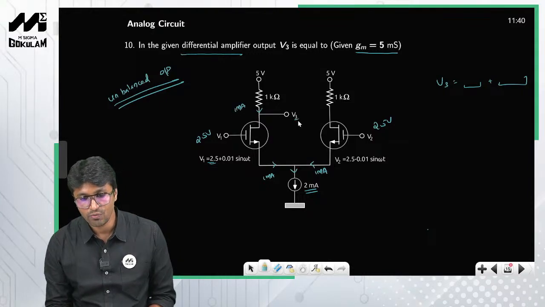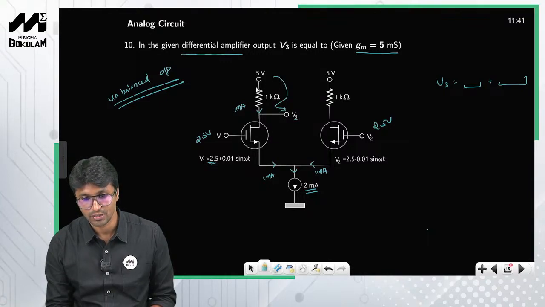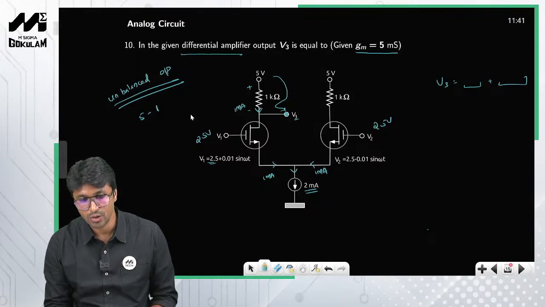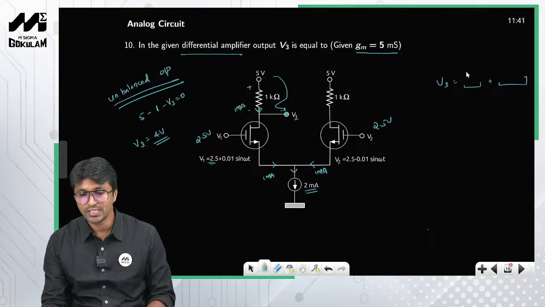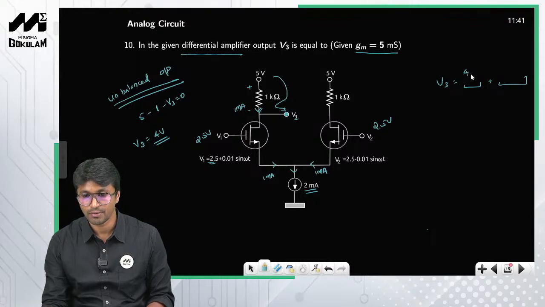So I need to get V3, right? All I need to do is apply KVL along this particular path, okay? I'll start with 5. Current is flowing in this direction, so mark the polarities plus minus, right? So 1 milli into 1k is nothing but 1. This is the voltage at this node with respect to ground, so minus V3 is equal to 0. So V3 is equal to 4 volts, right? So the DC value of V3 is 4 volts.